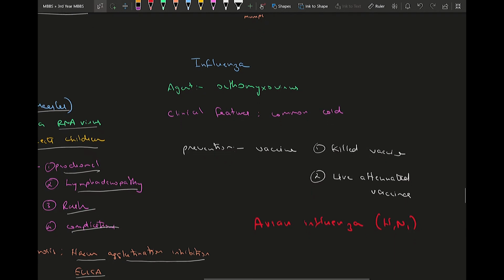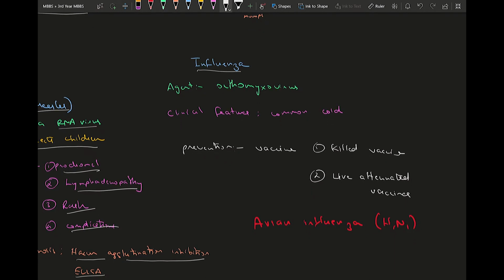Moving on to influenza. Influenza is nothing but common cold, so there is no specific treatment for this. The agent is orthomyxovirus. The clinical feature is URI, and then prevention is you have vaccines, which are of two types: killed vaccine and live attenuated vaccine.